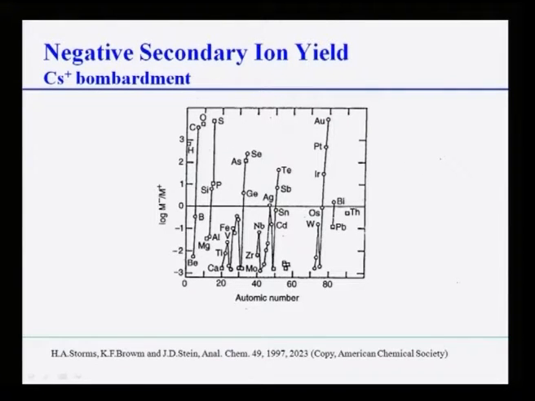If you use Cs plus bombardment, what happens? This shows M minus and M plus ions versus atomic number. As you see here, this is taken from this paper in Analytical Chemistry from the American Chemical Society.